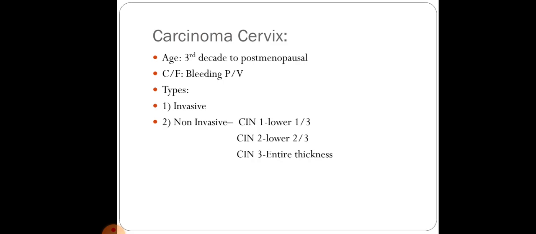The next one is carcinoma cervix, which happens from the third decade to the postmenopausal woman. The most common clinical feature is that the female presents with bleeding per vaginum. It has two types. One is invasive carcinoma cervix and the second one is non-invasive carcinoma cervix, which is known as CIN. CIN is cervical intraepithelial neoplasia. CIN 1 includes the lower one-third of the cervix, CIN 2 includes the lower two-thirds, and CIN 3 includes the entire thickness of the cervix.